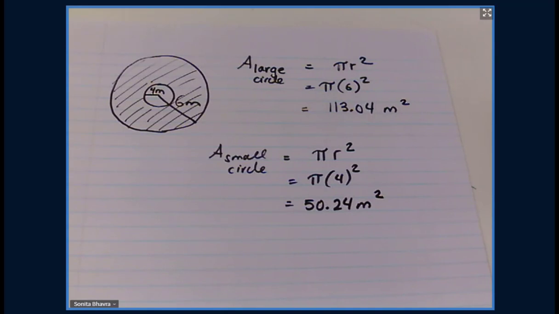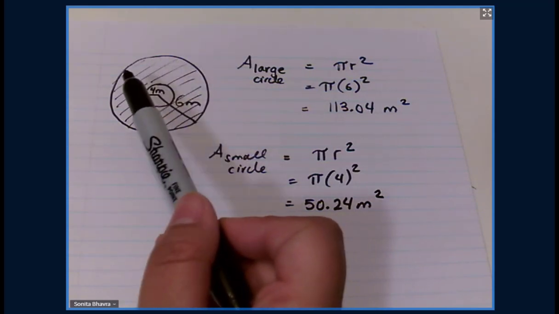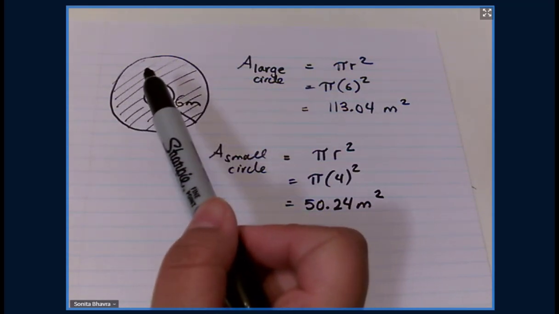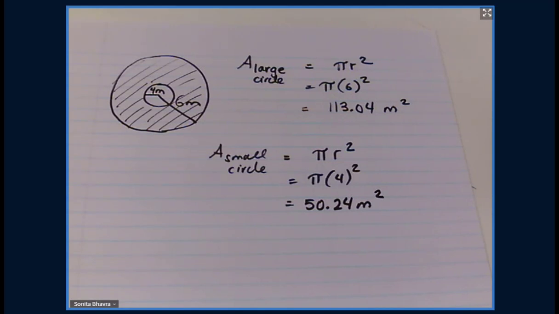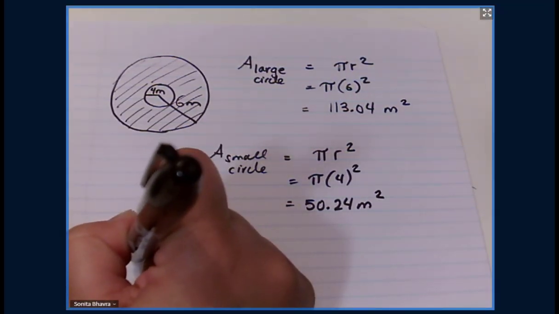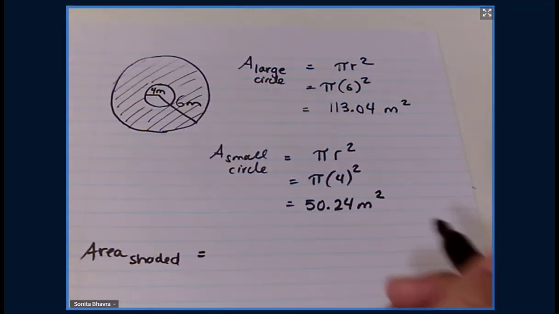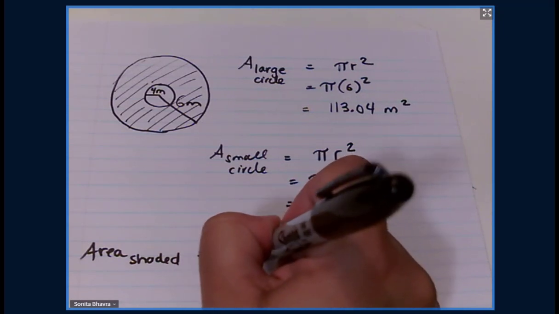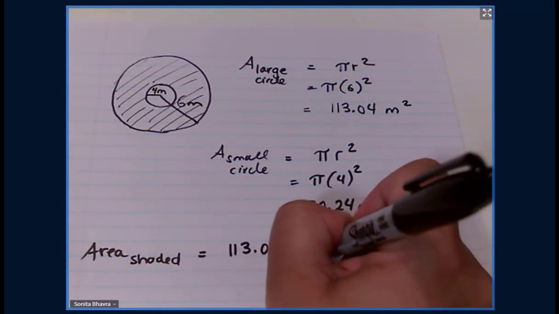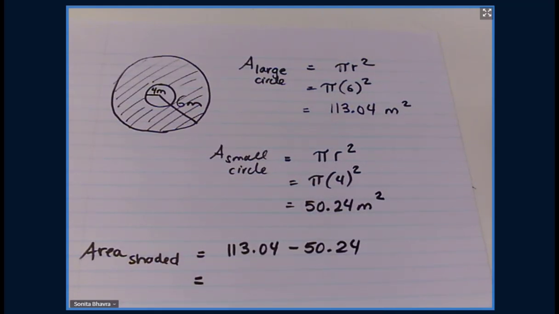And now we just have to subtract out this smaller circle so that we have the area of just the shaded part. All right, so total area of shaded, we're going to subtract. So 113.04 minus 50.24, and that gives me 62.8 meters squared.